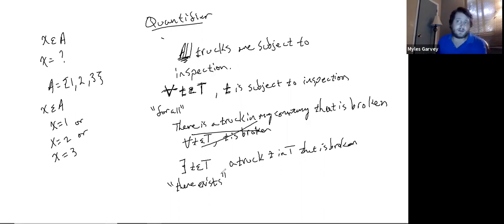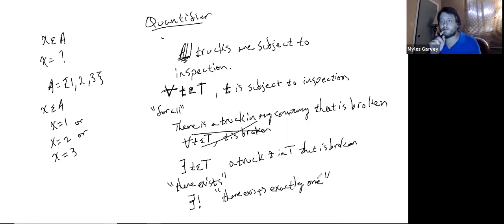If we want to emphasize that there's exactly one unique truck which is broken, we would use a backwards E and an exclamation point. And this stands for there exists exactly one unique truck which is broken. That is how we use the language of logic. And yes, this is the language of logic to represent certain truths about our elements in our different sets.